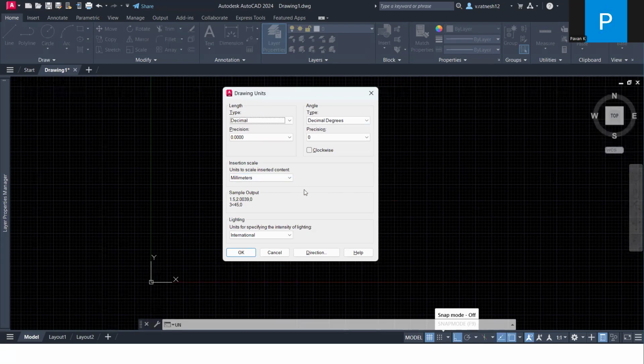In Indian standard, we deal with feet and inches, but most of the time we will deal in millimeters. And for the angle, it is taken by default as anti-clockwise. But if you click here for clockwise, it will use clockwise. So let it be default. We are going to use millimeters and this precision.